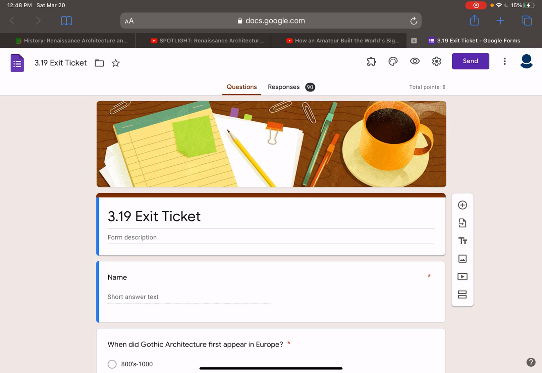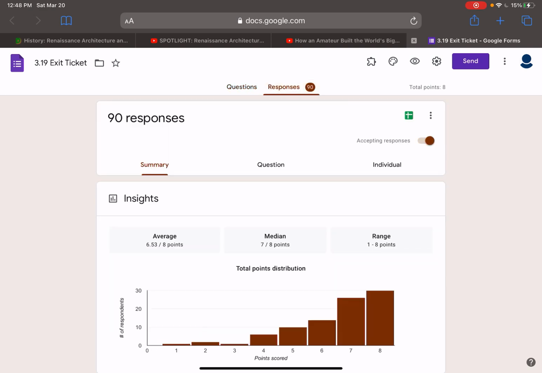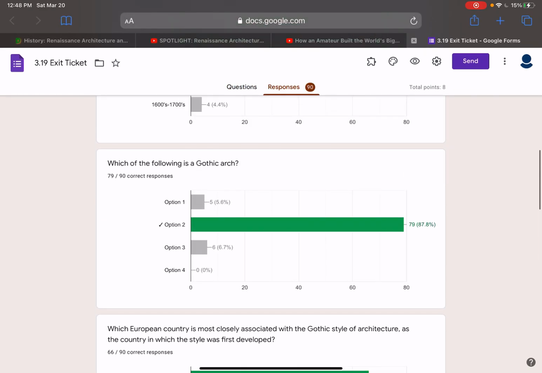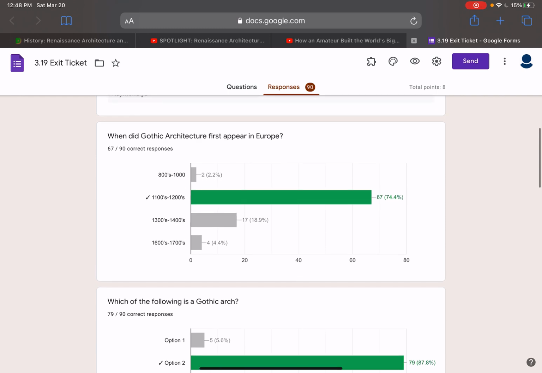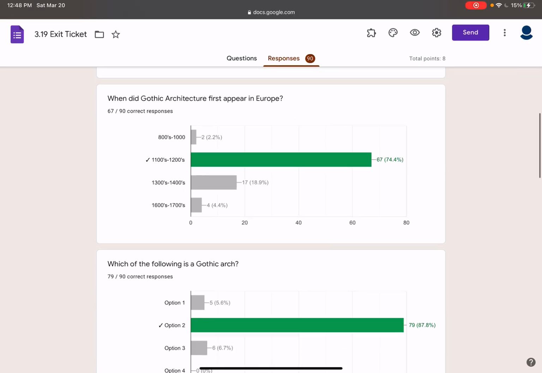Let's go over the exit ticket from Friday. So this is what the data looks like. When did Gothic architecture first appear in Europe? Gothic architecture appeared in the 1100s and 1200s. That was the height of the Gothic period. By the 1300s, they were already developing Renaissance architecture. That does not mean that they stopped developing Gothic architecture, but by the 1300s, the Renaissance period was already starting.